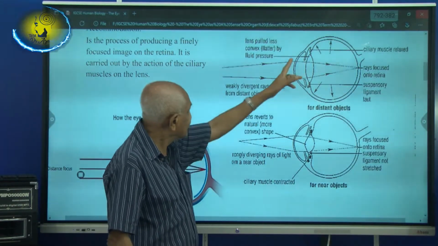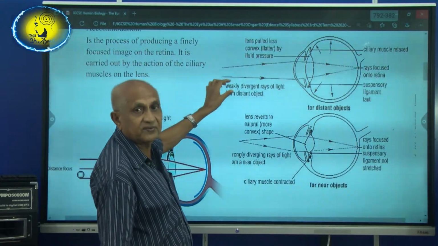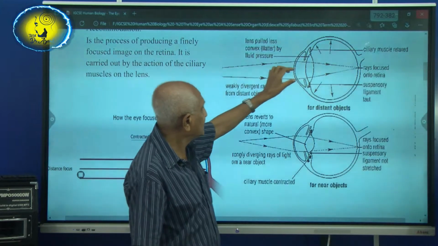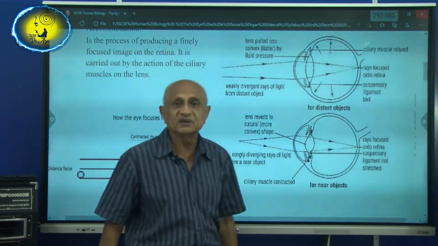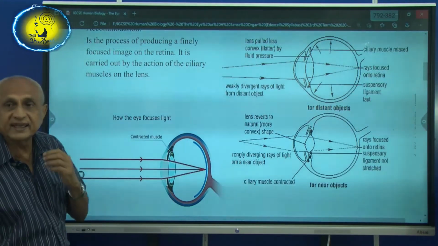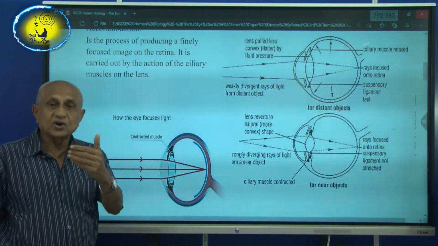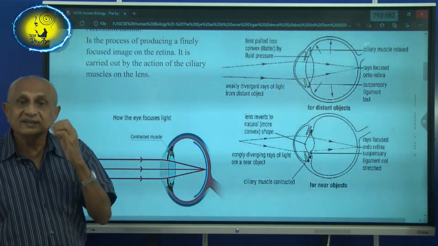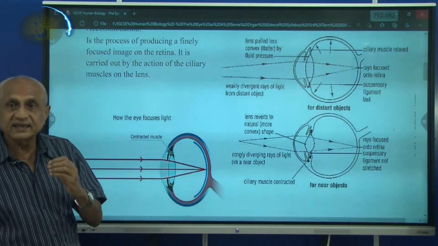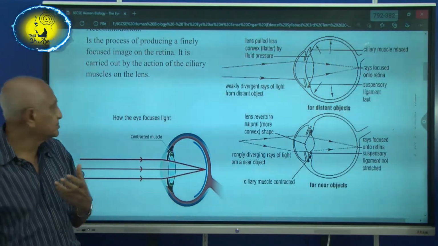Look at this, the lens is thin. The light is coming from a very far object, gets refracted and forms the image on the retina. That is what we say accommodation. Whether you look at a distant object or a close object, the eye can accommodate for you to see these objects.